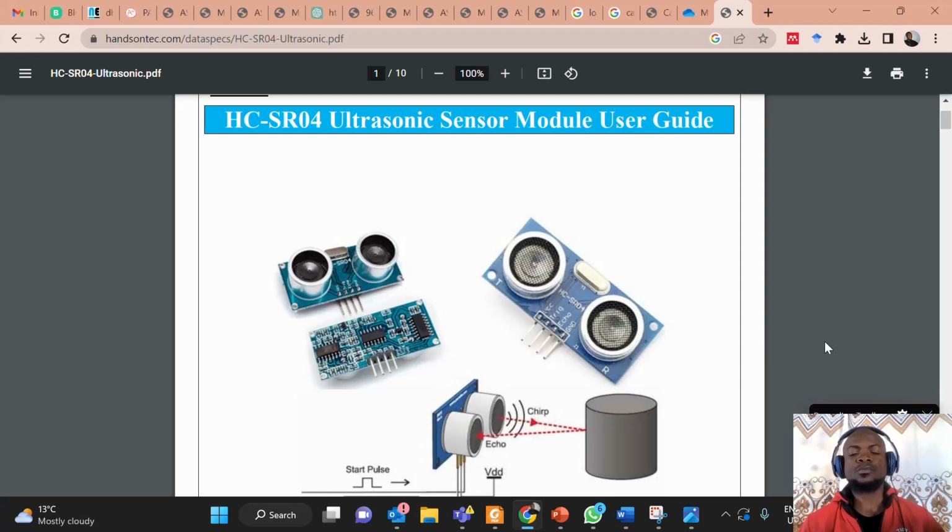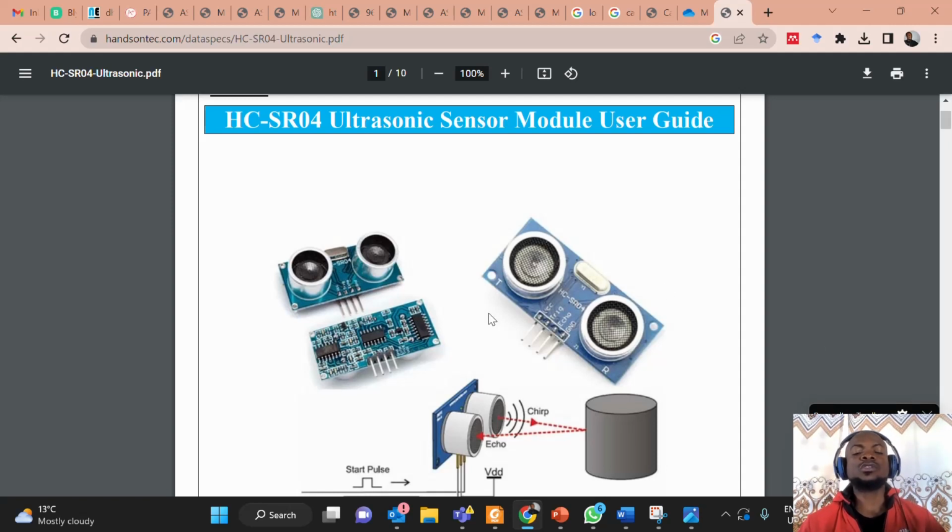Hi guys, welcome back. Today we'll be discussing the usage of the ultrasonic sensor and how to interface it with the Raspberry Pi. We have different forms of ultrasonic sensor. This is a type. HC-SR04 is a type. You can see it on the screen.